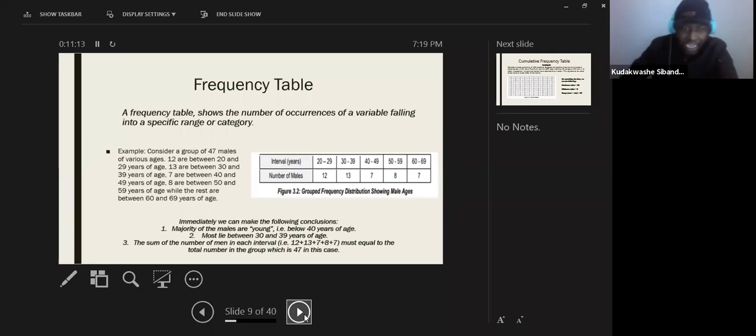Let me give an example of how to create a frequency table. Let's look at a group of 47 males of various ages. 12 are between 20 to 29, 13 are between 30 to 39, 7 are between 40 to 49, 8 are between 50 to 59, and the remaining are within 62 to 69. So what we do now is group this data based on specific ranges in specific categories.